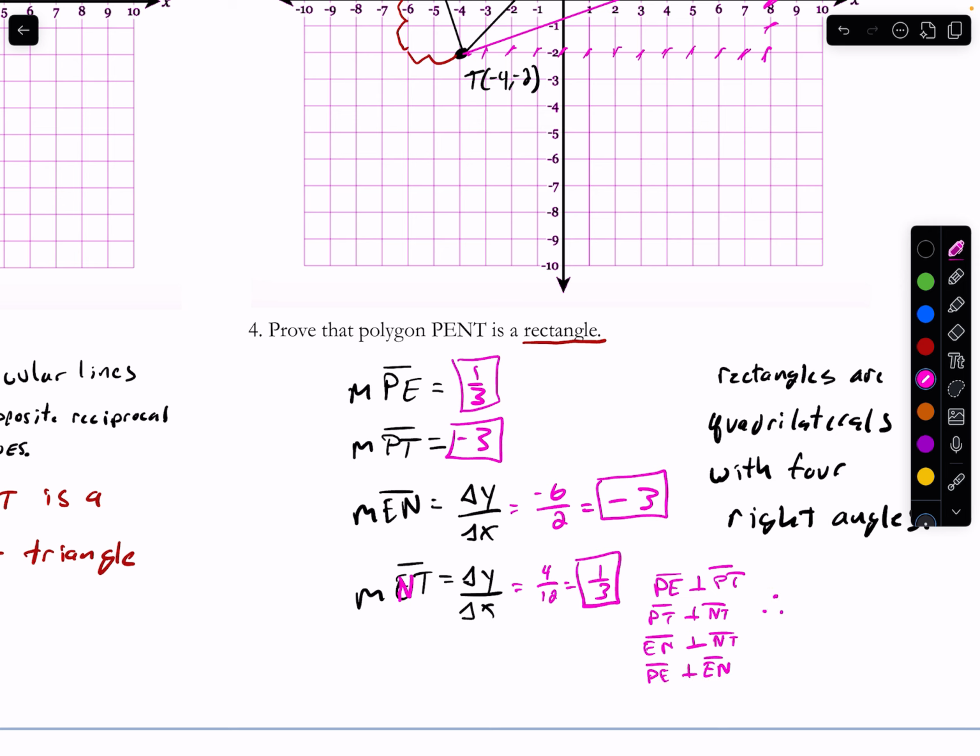Therefore, quadrilateral PENT is a rectangle. Okay, there you go, y'all.